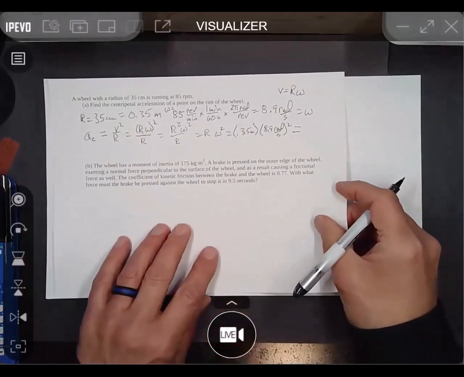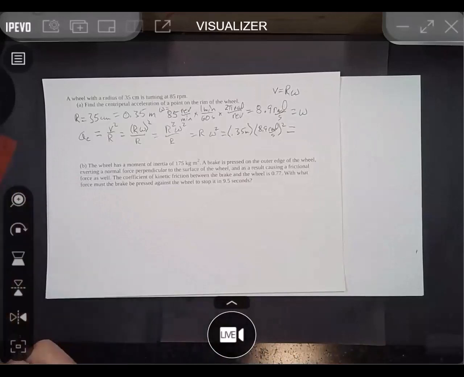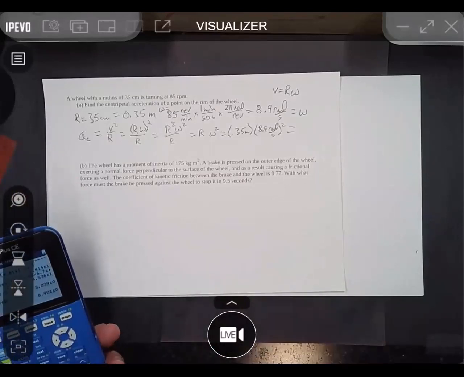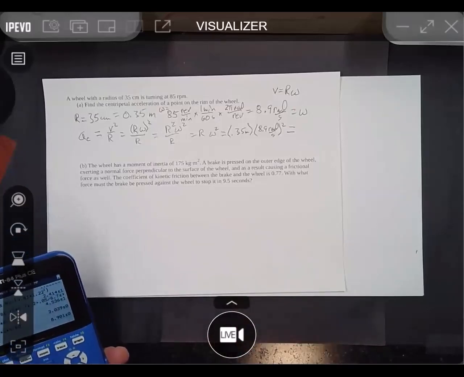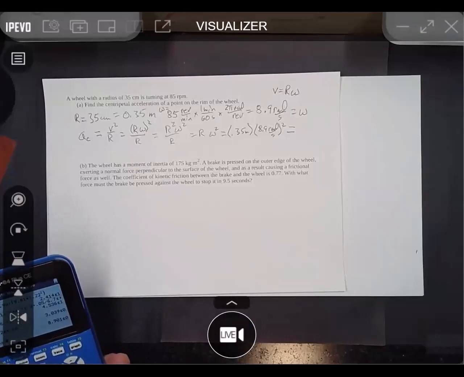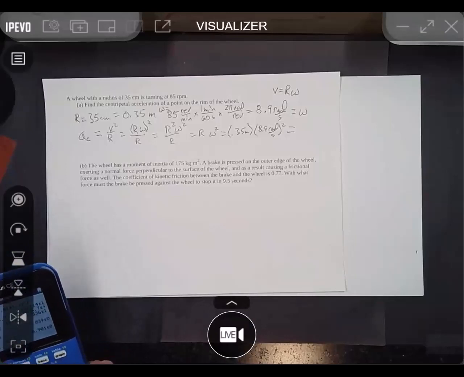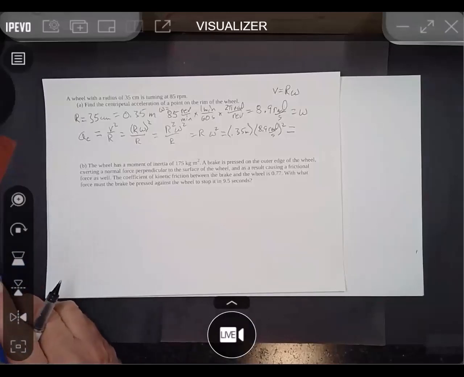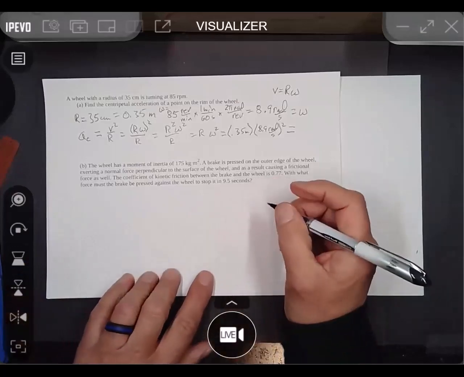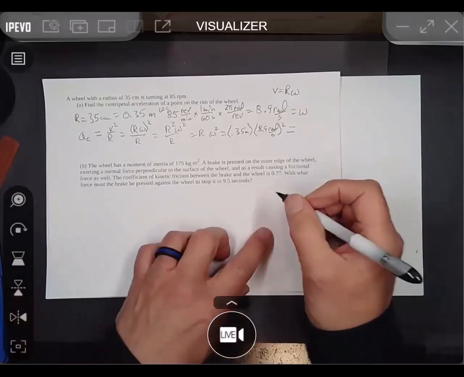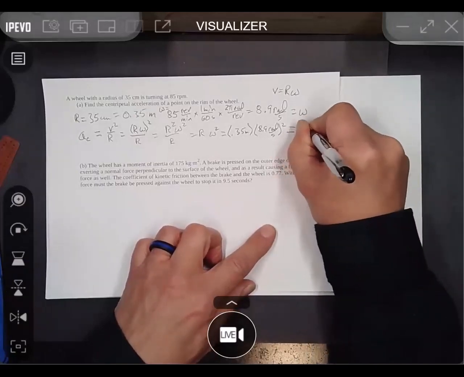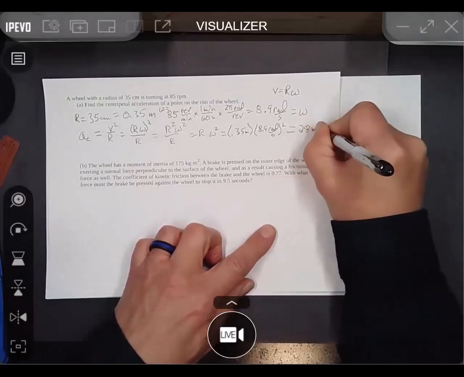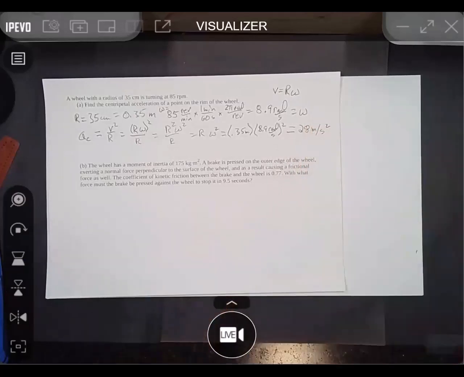And I get, only 2 sig figs, so 28 meters per second squared for that thing.